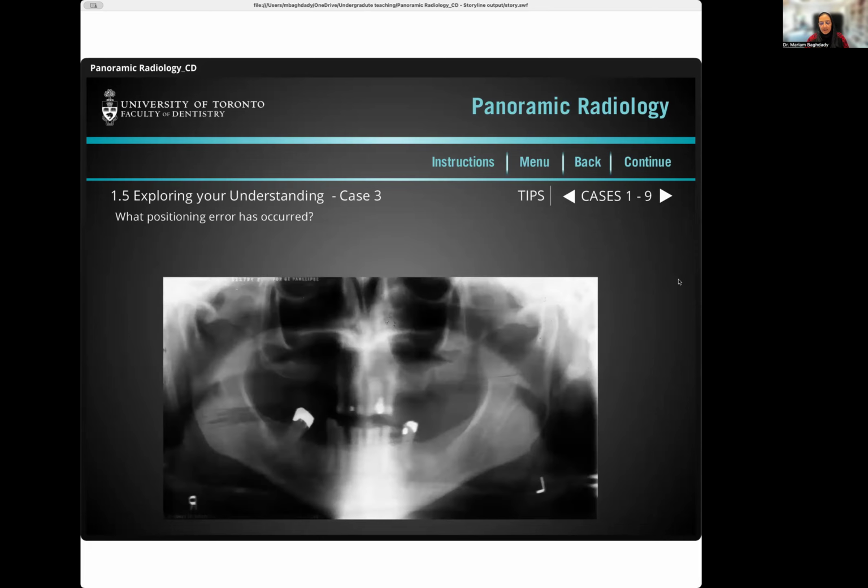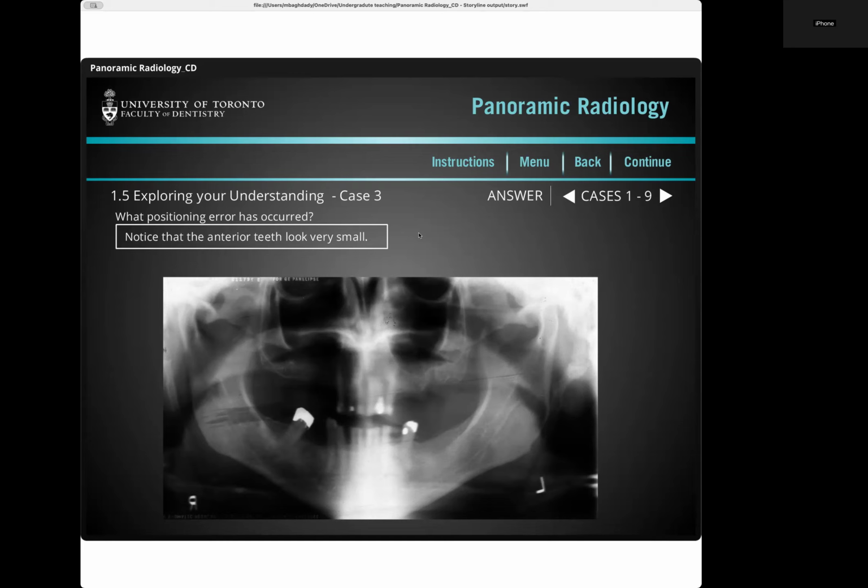Okay, all right. It's going to be a little bit more difficult now. Okay, what do you think is the mistake here? Patient is too forward. Okay, why do you think so? Because the image looks smaller. Right, and what about the anterior teeth? Yes, they're not clear and there's a lot of overlap. Very good. Overlap and the teeth look really small, correct? And you are absolutely right.